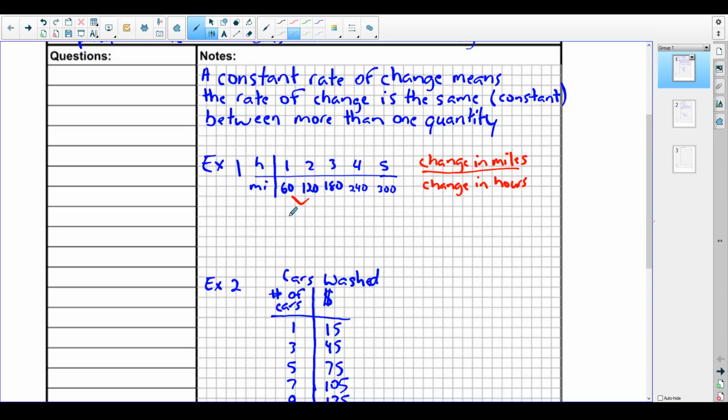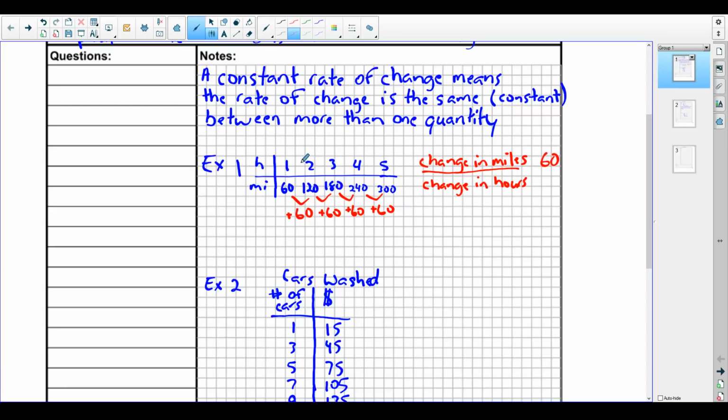from 60 to 120? Well, that's an increase of 60. And then we're looking to see if that pattern continues. So from 120 to 180 is also plus 60. From 180 to 240 is also plus 60. And wouldn't you know it, from 240 to 300 it's plus 60. So our change in miles is always 60.